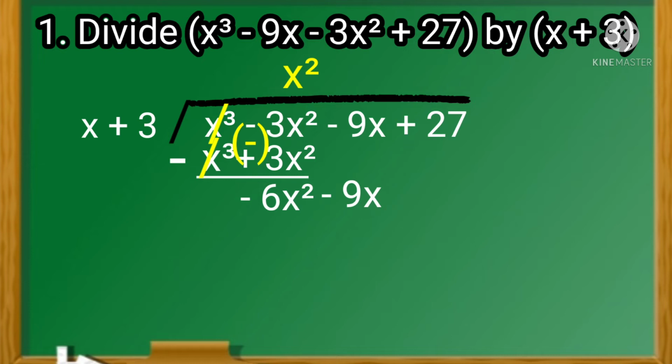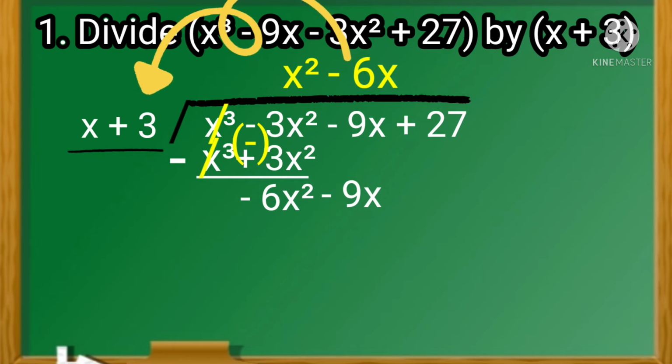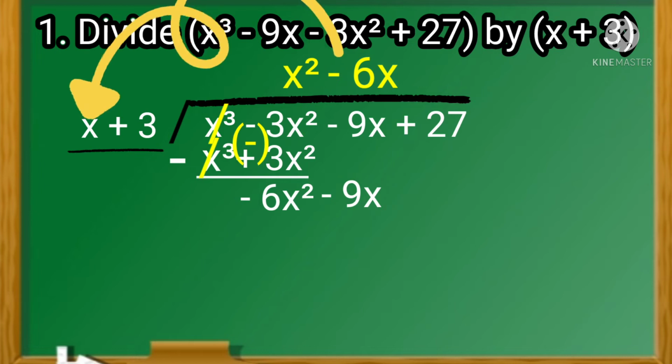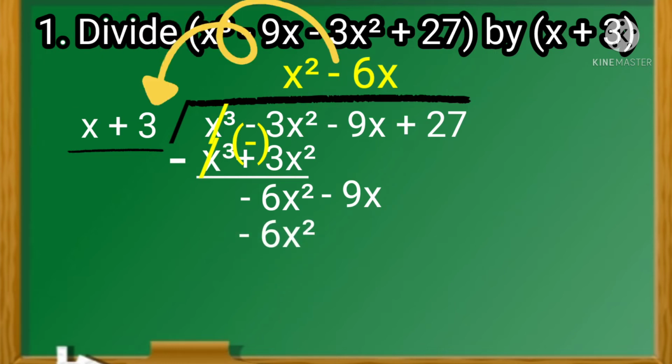Then repeat the process. We will divide negative 6x squared by x, and the quotient is negative 6x, right? Then that answer, negative 6x, will be multiplied by the divisor x plus 3, that is negative 6x times x plus 3. So negative 6x times x, the product is negative 6x squared. And negative 6x times 3, the product is negative 18x.